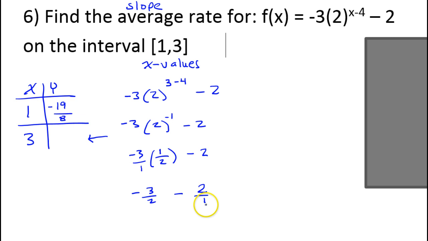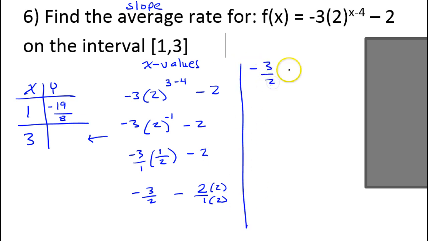Now since this is like 2 over 1 and I need like denominators, that would mean multiplying these by 2. So I'm going to bring it up here. So that's going to give us negative 3 over 2 minus 4 over 2. So that's going to be negative 7 over 2. Okay, so that is my second y value, negative 7 over 2. So now that we have both points, we can go ahead and find the slope, because that is what average rate of change is.